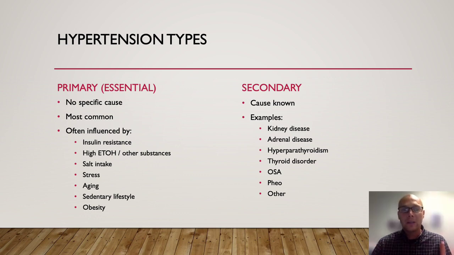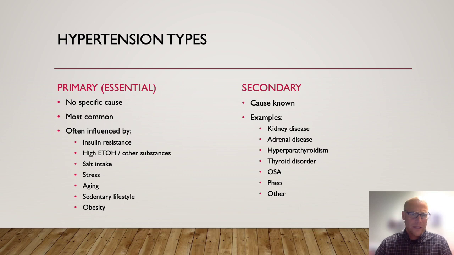And then you start thinking of differentials at that point. What else might be causing this? So you do a little bit more. Lab work comes in, you find kidney disease. Now, whether or not that's due to the hypertension or the hypertension is due to that, that's different. Other things you might consider are things like adrenal diseases, hyperparathyroidism, thyroid disorders, sleep apneas, pheochromocytoma, other things like that are actual causes inside the body that will cause a blood pressure to go up. Those are referred to as secondary causes.